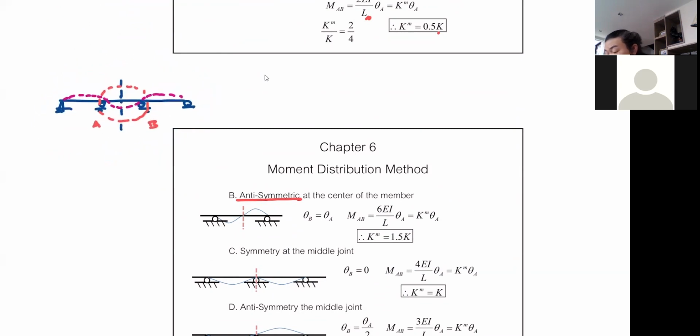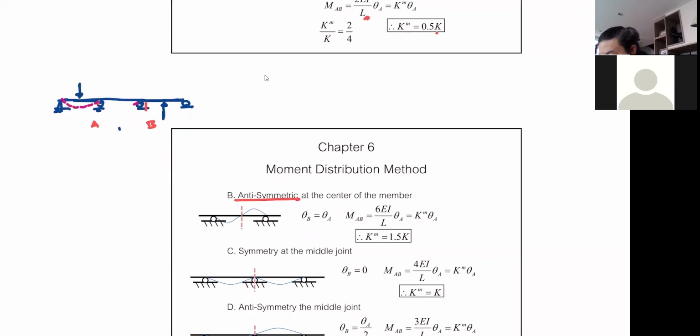But anti-symmetry would mean that it's not going to deflect like that. Instead, anti-symmetry would mean that your structure must be symmetric, but your load is not. For example, like this. The load has to be equal and opposite. So this would give our deflected shape like this. This one goes down. This one goes up.